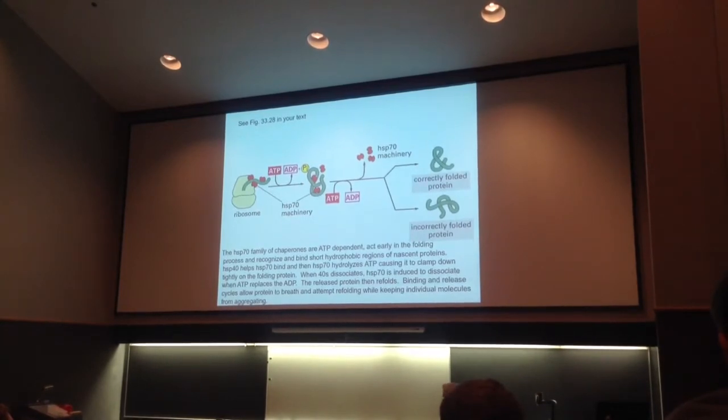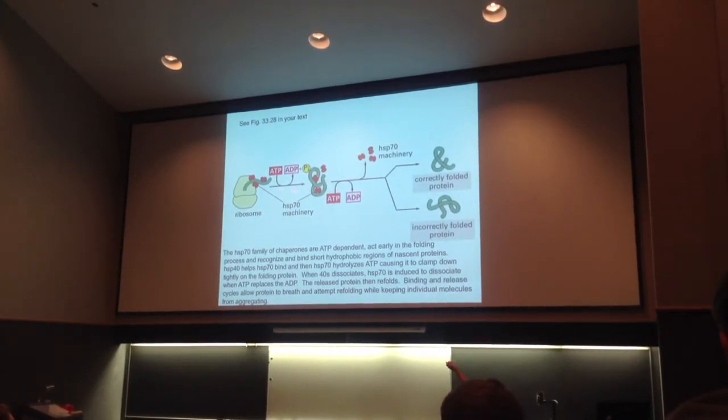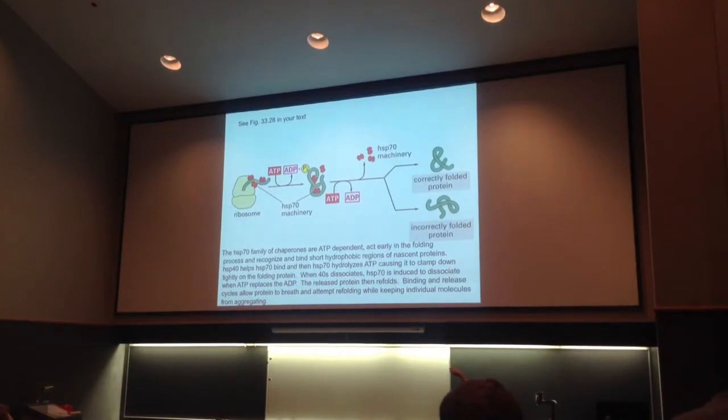HSP70 is an ATP-dependent protein. When it binds to ATP, this guy has ATP bound to it, and as it binds to this protein, it hydrolyzes that ATP to ADP, and that sort of stabilizes the binding there. There's another protein that's called HSP40. Right? HSP40, another heat shock protein, helps the HSP70 bind. So HSP40 sort of loads that HSP70 with ATP. And then the ATP hydrolyzes, causing it to clamp down tightly on the protein. So when this guy becomes ADP-bound, he's tight on that protein. He's protecting that hydrophobic region so they don't aggregate.